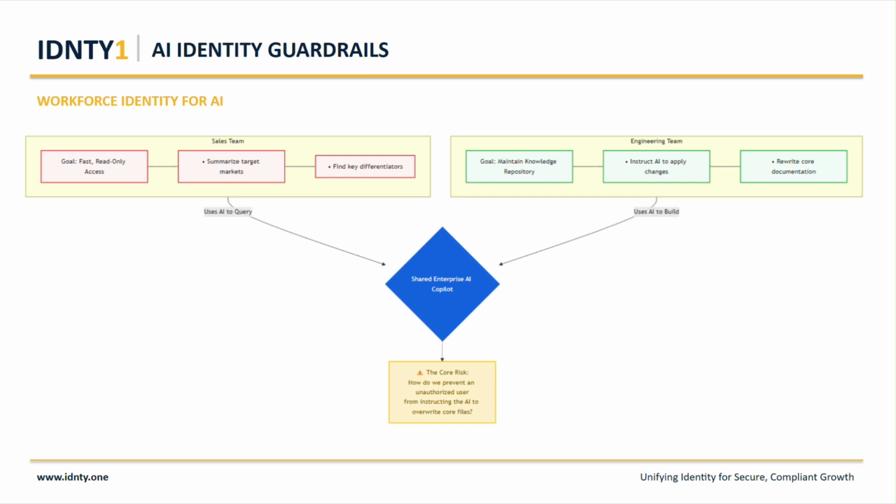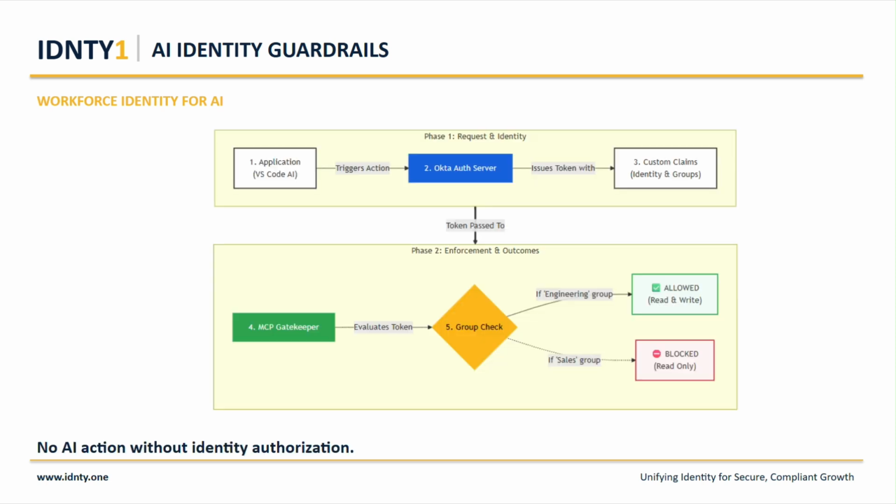If you look at the architecture flow on the screen, you'll see a clean two-phase approach. It starts with the application. When a user asks the AI to take an action, the AI plugin first authenticates the user against the Okta authorization server. But Okta doesn't just issue a generic access token. It inspects the user's identity and injects custom claims directly into the token. In our setup, it identifies whether the user belongs to the engineering team or the sales team, and then bakes that exact group identity right into the token payload.